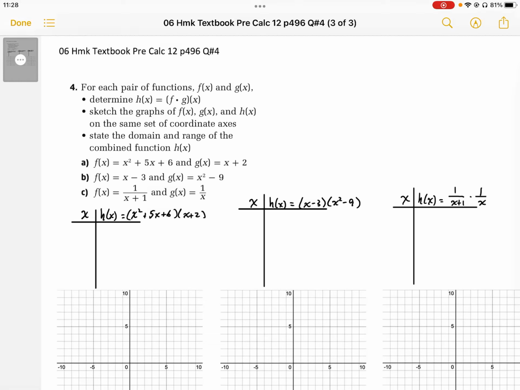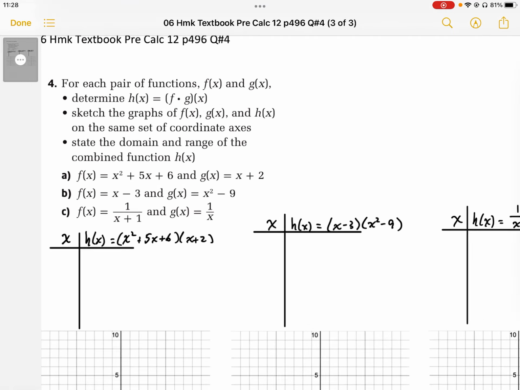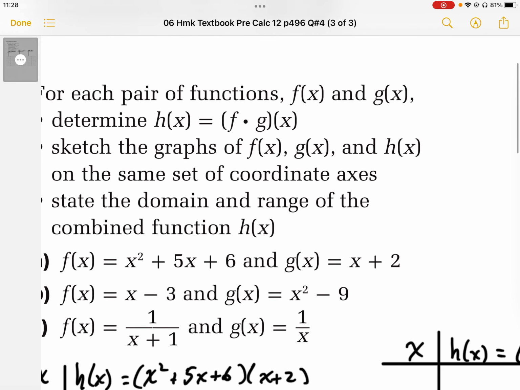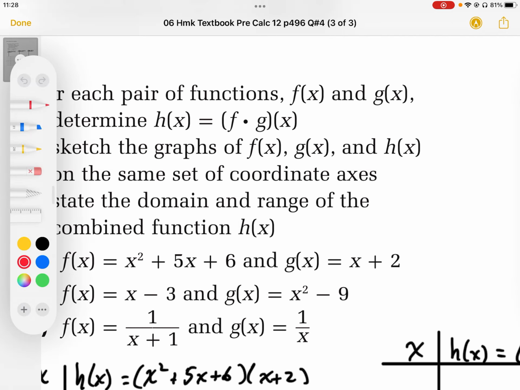Page 496, number 4. Each pair of functions f of x and g of x determine the h function as a combined function of f times g of x. So be careful of this. This means f times g. Please don't mistake this for the notation when it looks like this. That means f of g of x, which is a composite function. This means multiplication.